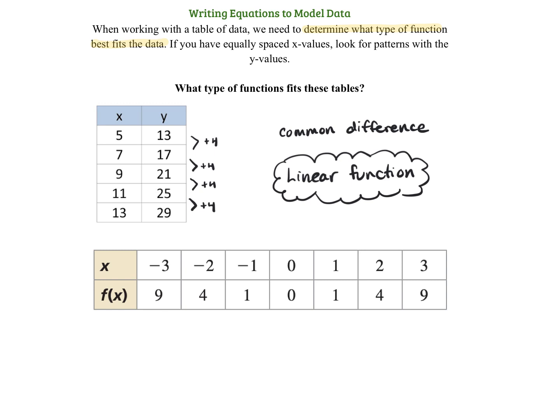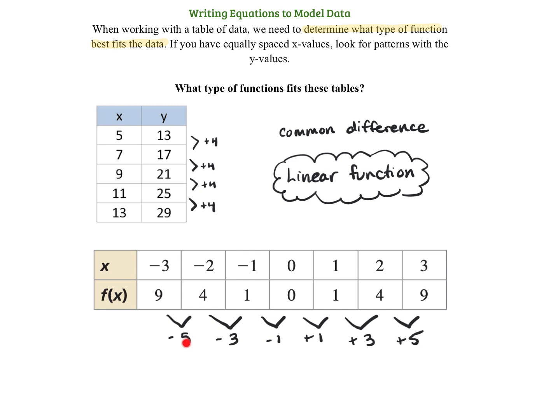So I see from 9 to 4, it's -5. And then from 4 to 1, we have -3. And then we have -1. And then we have +1. Then we have +3. And then we have +5. So maybe you're looking at this and saying, well, there's no common difference, which is true. But that doesn't mean we're done.